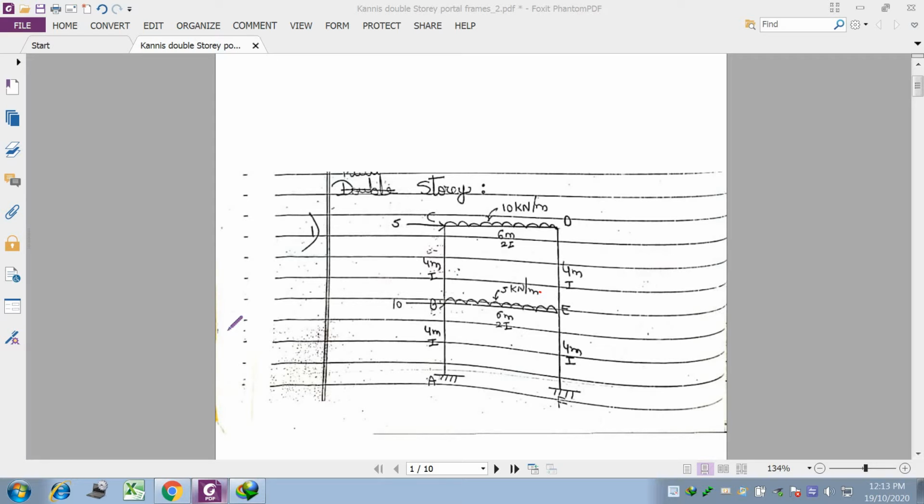So, as shown on the screen, the double story portal frame is shown, and there are two horizontal forces of 5 kN and 10 kN as nodal loads acting on joints B and C, along with the UDL of 10 kN and 5 kN per meter on the BE and CD floor beams. So let us see how to analyze this double story portal frame using Kani's method.